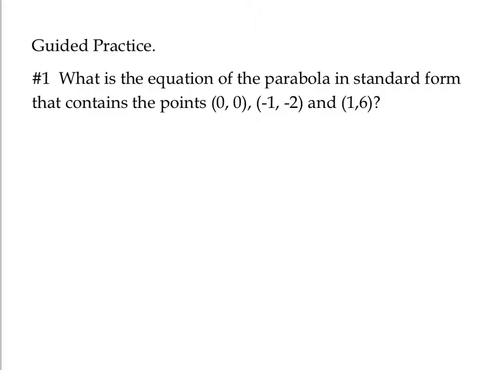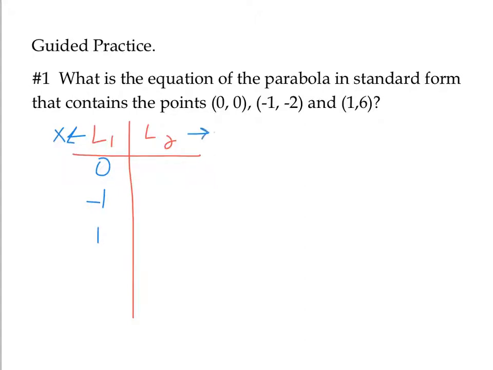We're going to enter under L1. So on your calculator screen, when you hit stat and then go to edit, you're going to see L1 at the top, and L2 and L3 and such. Under L1, you're going to enter your x values. These are your x values. So you're going to put a 0, -1, and 1. And in L2, these are your y values. You're going to have 0, -2, and 6.